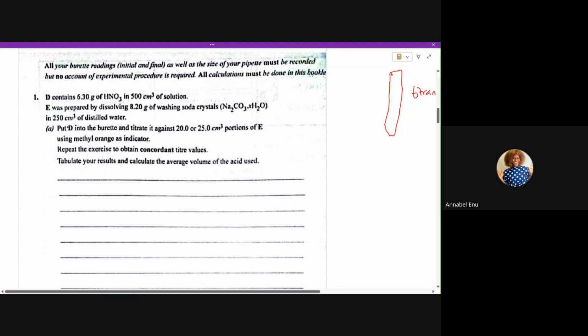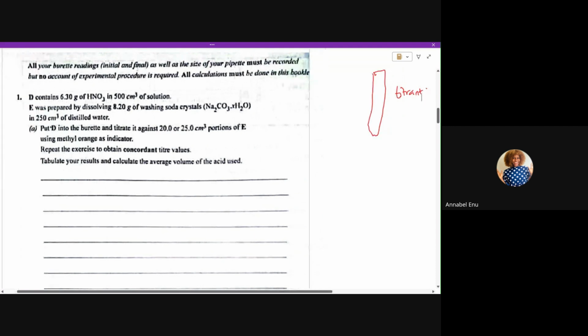Okay. Now the first step is to put D into the burette and titrate it against 20 or 25 centimeters cube portion of E. That is to say, our titrant is going to be our D, right? That is what we're going to put in the burette. That is, our acid is what is going into the burette, and our base, our washing soda crystals, is what is going to be acting as our base. Okay. And then we'll repeat the exercise to obtain concordant titer.